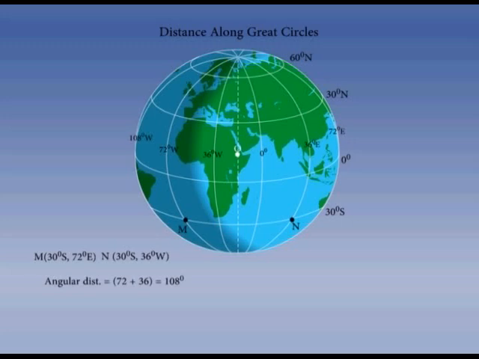Arc length is equal to theta over 360 times 2 pi r, but remember, r small is given by R capital times cos x. So we have 108 over 360 times 2 times pi times 6,370 times cos 30. That gives us 10,402.39 kilometers.